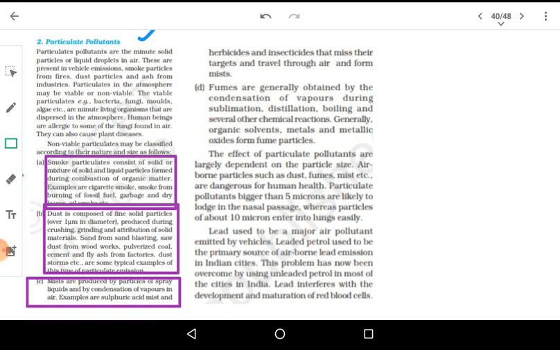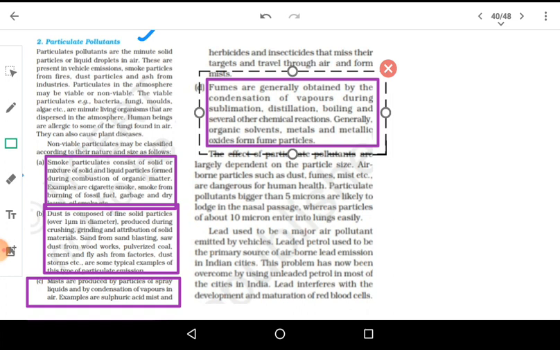Now the fourth one is fumes, which are obtained by condensation of vapors during sublimation, distillation, boiling, and other chemical reactions. So generally organic solvents, metals, and metallic oxides form the fume particles, and they fall under this particular category. Now the effect of a particulate pollutant largely depends on the particle size. Airborne particles such as dust, fumes, mist, etc., are dangerous for human health.